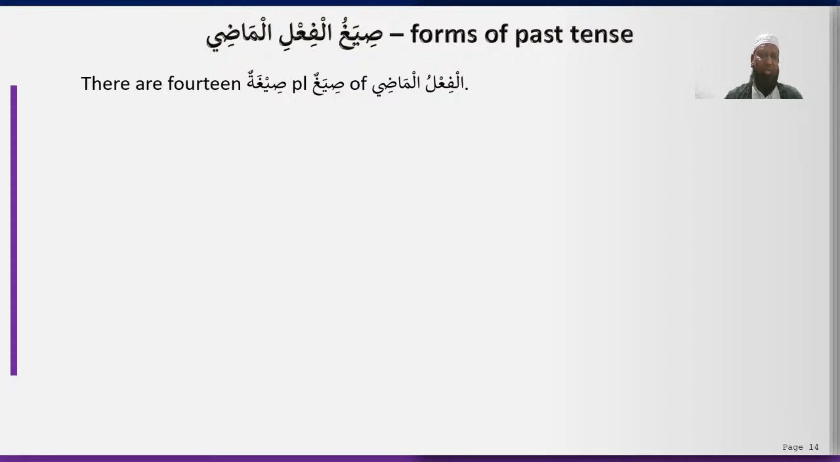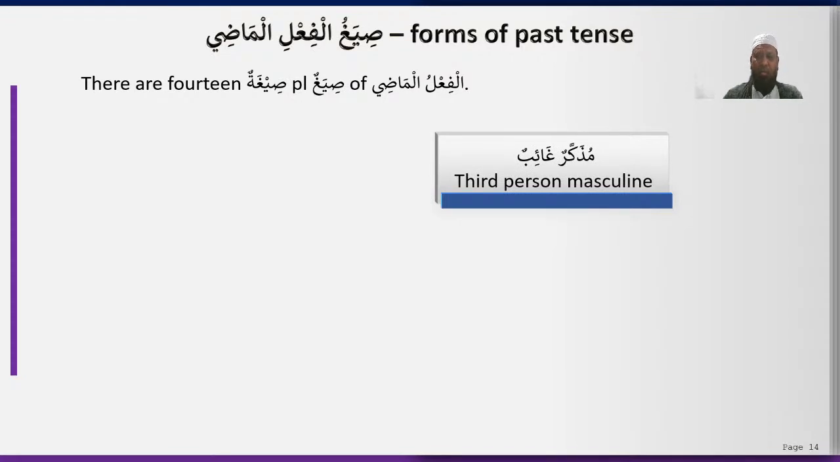So how do we make these 14 forms? Just adding those ad-damir al-mustatir and ad-damir al-bariz, and we'll have 14 forms. Let's make mudhakkar ghaib, third person. Mudhakkar ghaib.